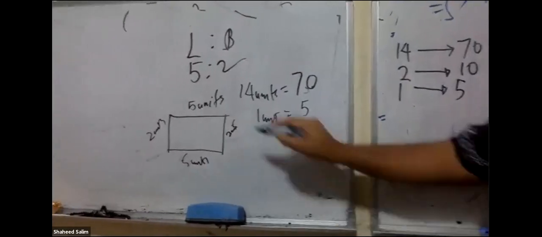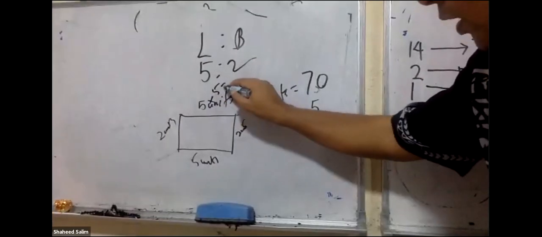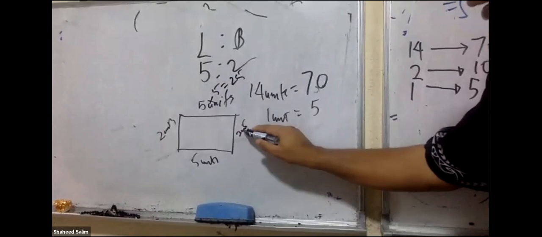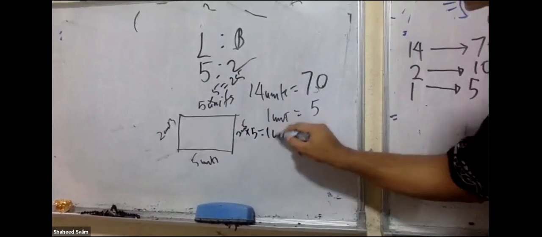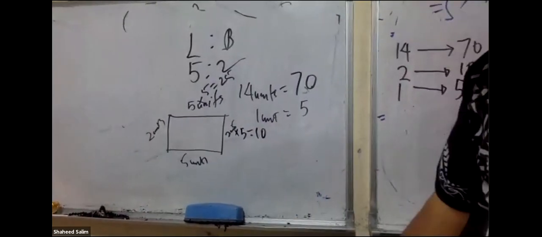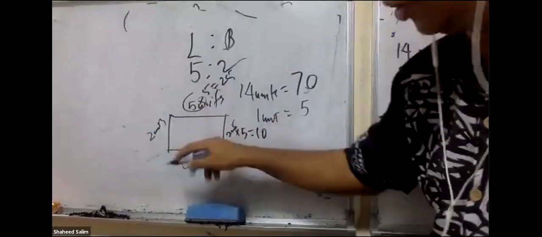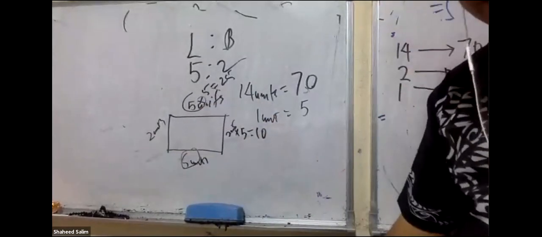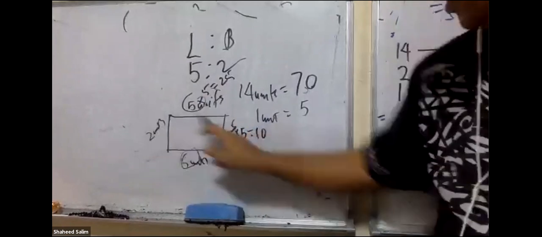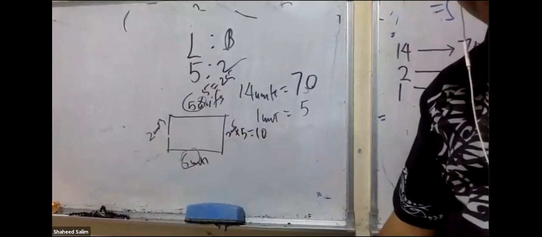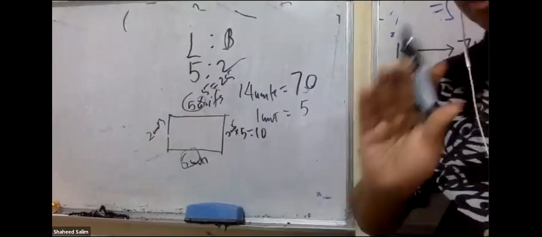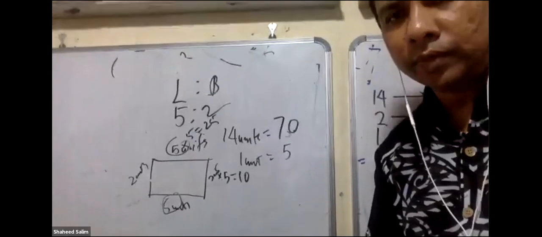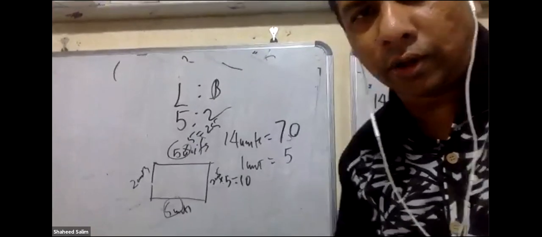So what is the length? 5 times 5, 25. What's the breadth? 2 times 5, 10. What Sophia did is to find 2 breadths. You get 20. You're correct, 2 breadths is 20, 10 plus 10. But you only want 2 units, not 4 units. Are you okay? Zahira, no, not okay.